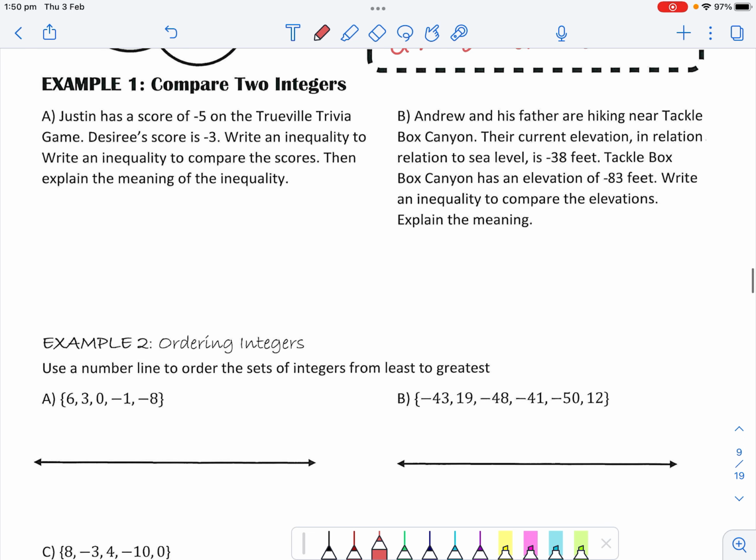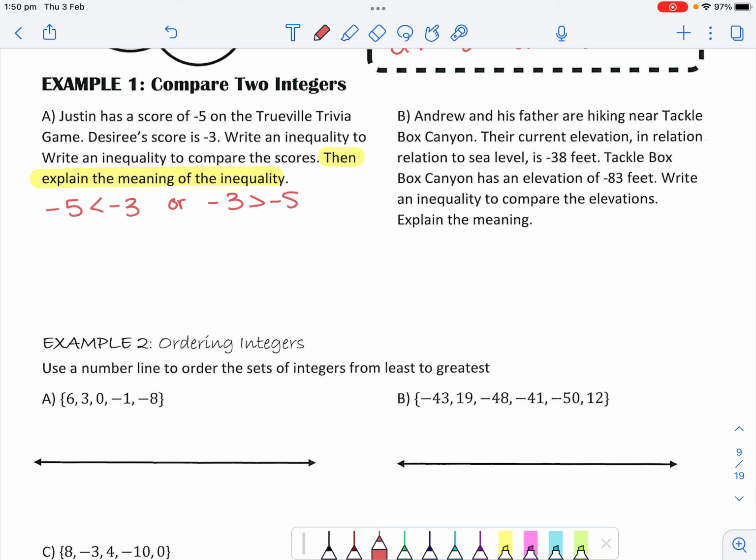So in example 1, it says Justin has a score of -5 on the Trueville trivia game. Desiree's score is -3. Write an inequality to compare the scores. So I can write that -5 is less than -3. Again, on a number line, -5 is going to be further away from 0 to the left. Or you can write -3 is greater than -5. Then it says, explain the meaning of the inequality.